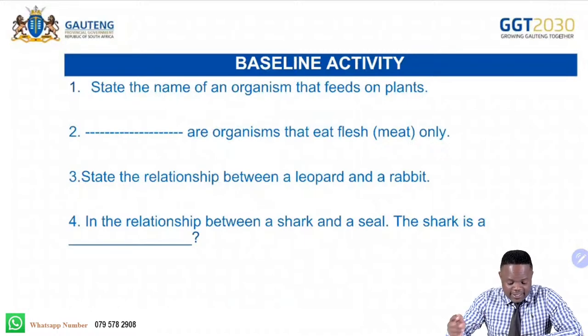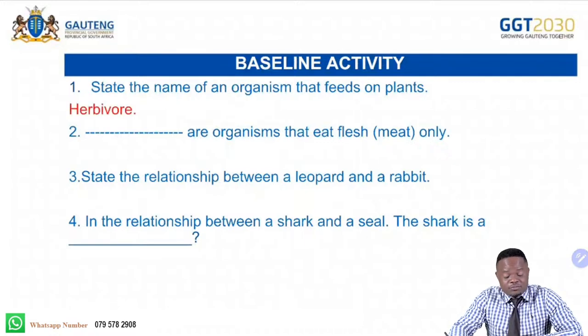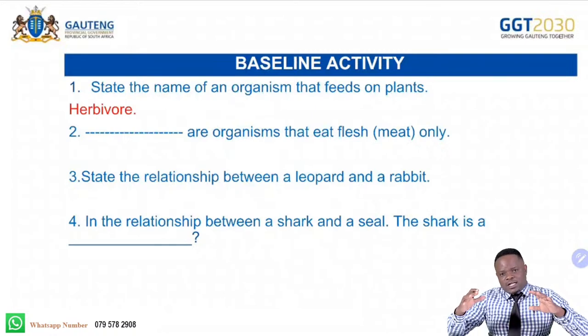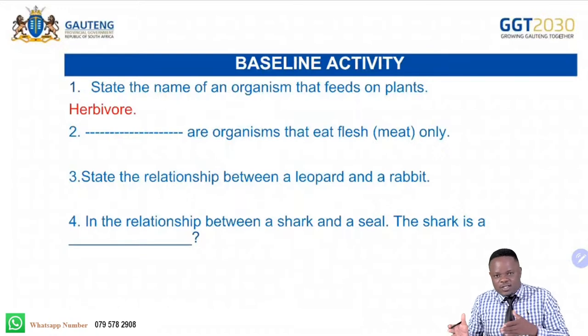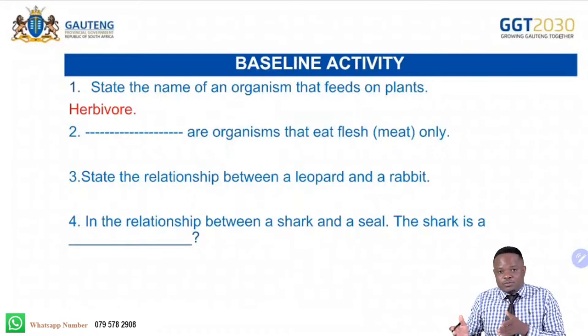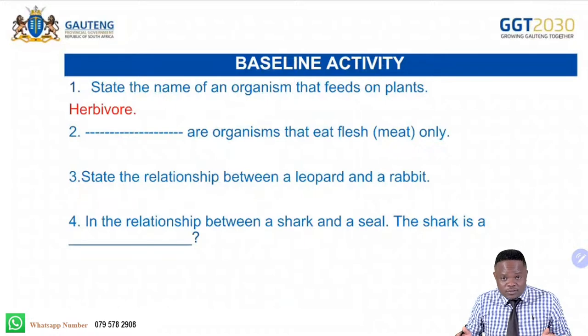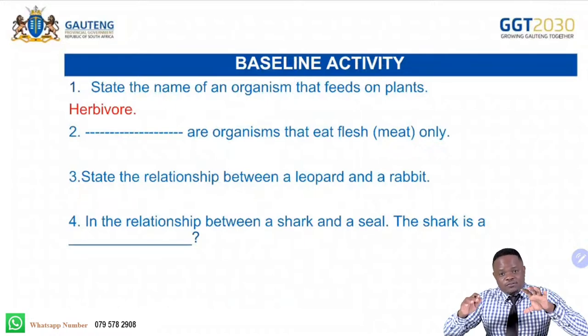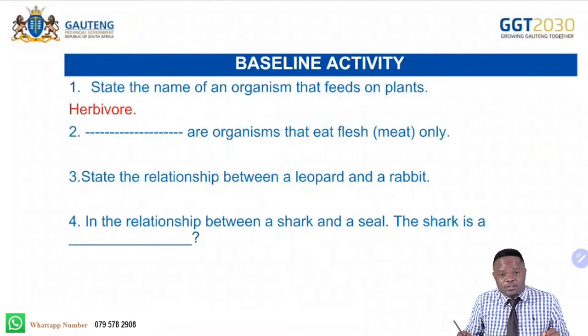Now we're saying state the name of an organism that feeds on plants. What do we call those organisms? Remember, we can call them herbivores. So then we need an umbrella term. Don't put a specific name, say caterpillar, a baboon. I can see somebody wrote baboon, chimpanzee, or whatever. We just need the specific word which covers all of these animals.